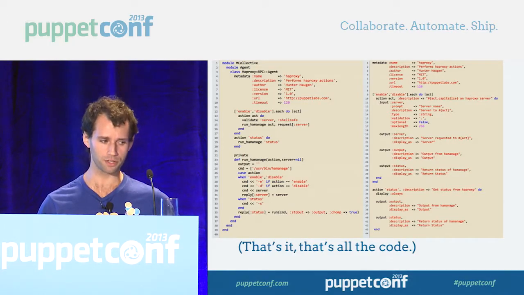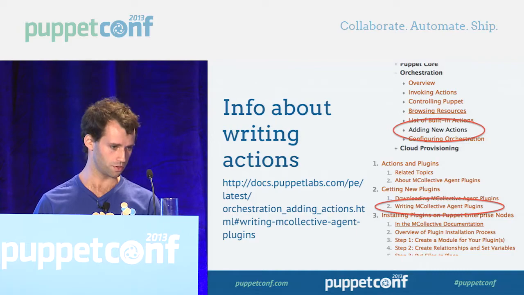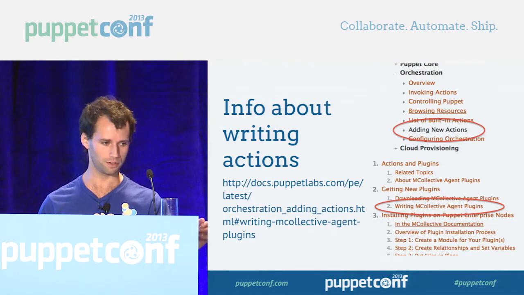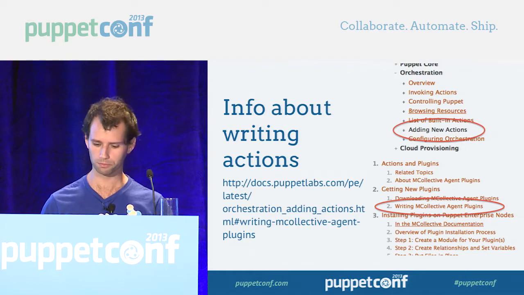You can write these pretty easily for your own purposes. It's a bit of Ruby code, but we've got documentation showing how to do it. You'll see that there's an adding new actions section of the Puppet Enterprise documentation, and there's a section with links to how to write new orchestration plugins.